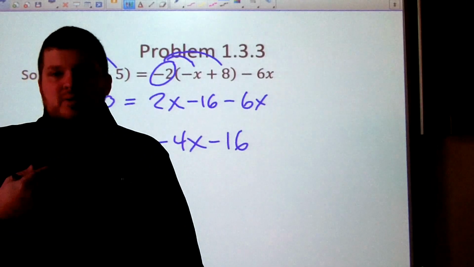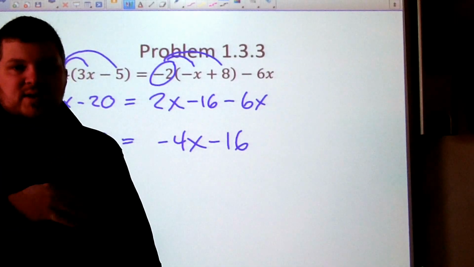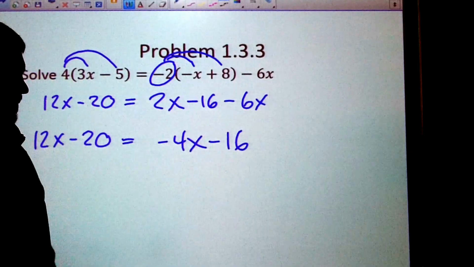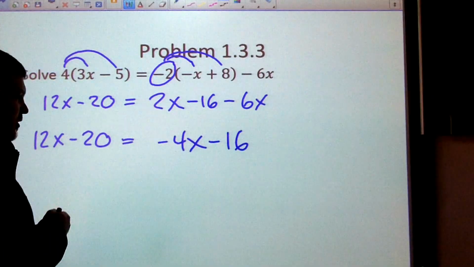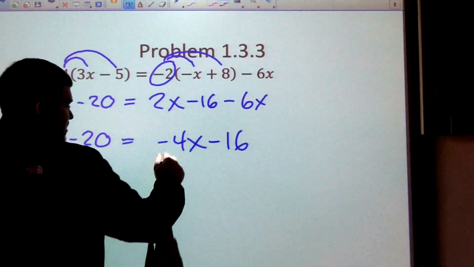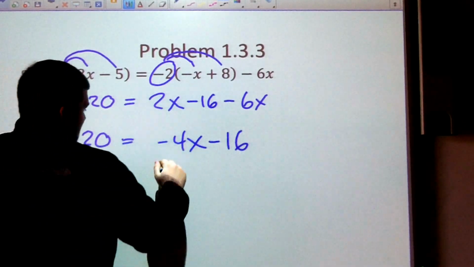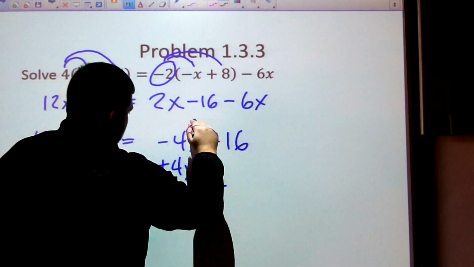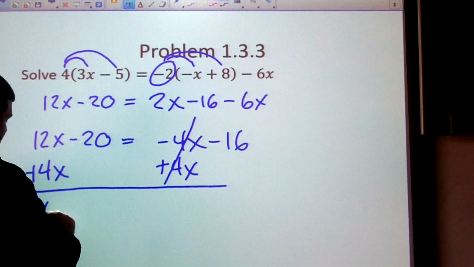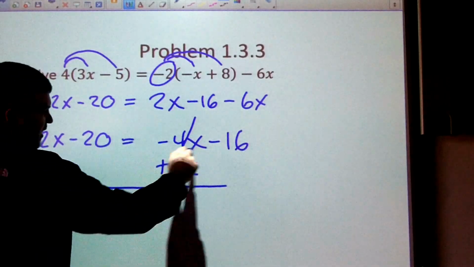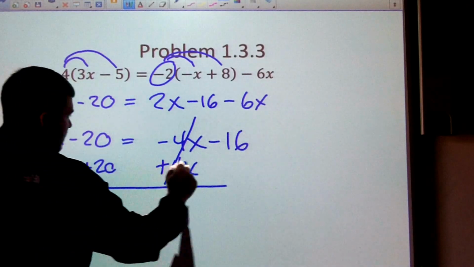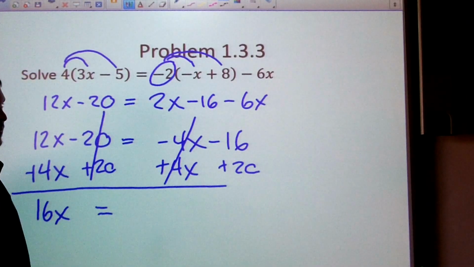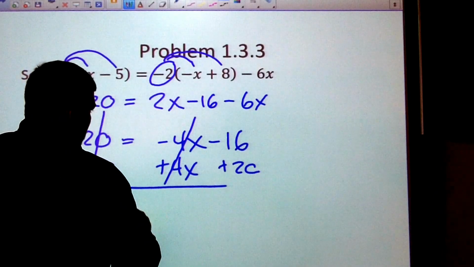Now let's look at very similar to the problem we just completed. We had variables on both sides and constants on both sides. Remember, we want to get our variables on one side, constants on the opposite side. So I'm going to get constants on the right, variables on the left. To bring my variable to the left, I need to add 4x. Cancel out, so I have 16x. Now, I want to get my constants on the right. So plus 20, plus 20. These cancel out. So I have 20 plus negative 16, which is going to be 4.